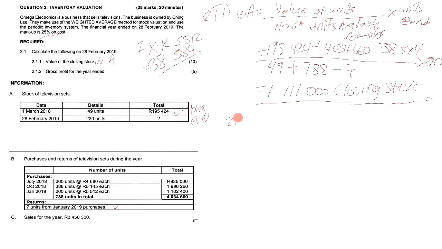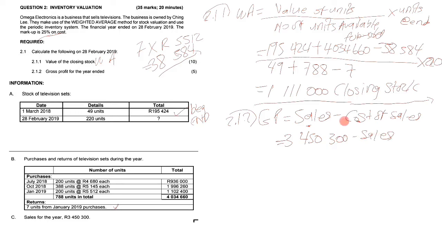Now we move to 2.1.2. So you need to calculate your gross profit. So gross profit equals sales minus cost of sales. So the original formula for your gross profit is always sales minus your cost of sales. Now you are given information C, which is sales for the year amounted to 3,450,300, right? This amount is for sales.